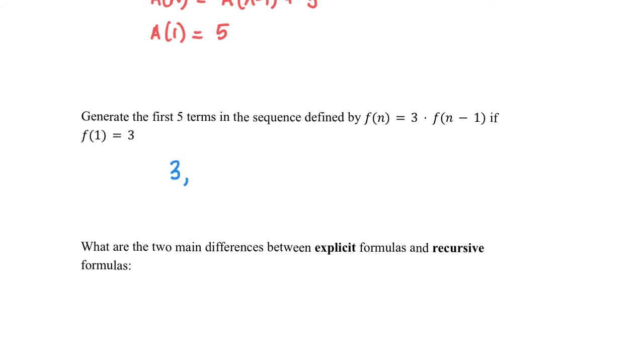The second term says take the first term and multiply by 3. That's going to be 9. Take the term before it and multiply by 3. That's going to be 27. Take the term before it and multiply by 3. That's going to be 108. Take the term before it and multiply by 3. That's going to be 324. So there's the first 5 terms in the sequence. And I generated it by starting with 3. And then each time I took the term before it and multiplied it by 3.